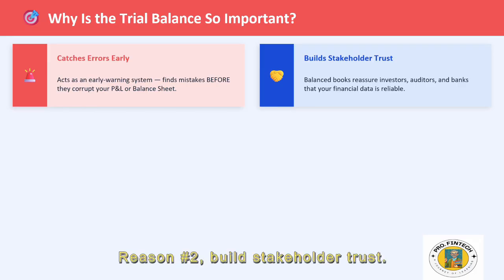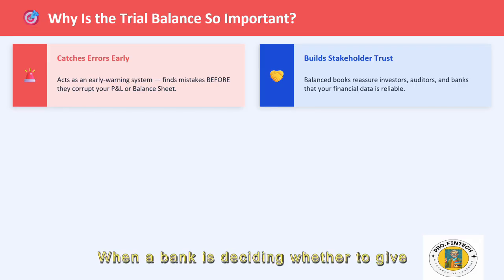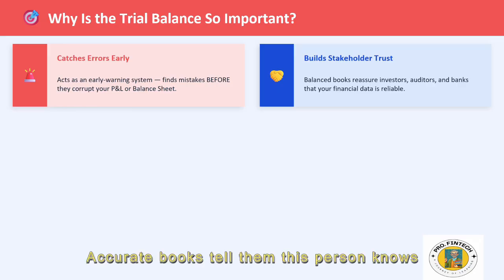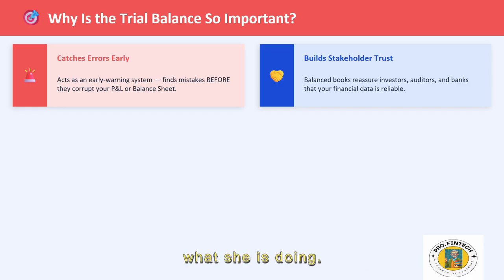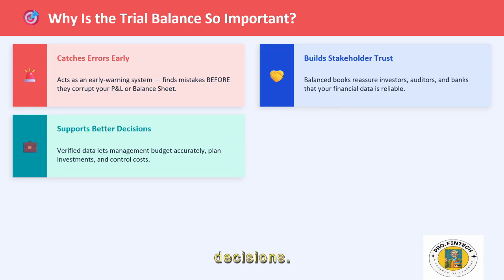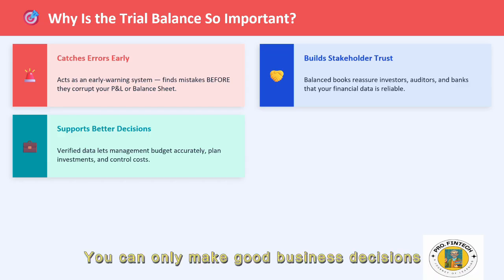Reason number 2, builds stakeholder trust. When a bank is deciding whether to give Sarah a business loan, they want to see her financial records balanced. Accurate books tell them this person knows what she is doing. We can trust her. Reason number 3, supports better decisions. You can only make good business decisions with good data.